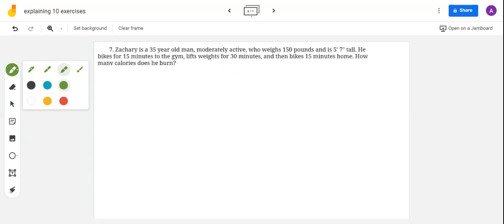All right, number 7. Zachary is a 35-year-old man, moderately active, who weighs 150 pounds, is 5 foot 7 inches tall. He bikes for 15 minutes to the gym, lifts weights for 30 minutes, and then bikes 15 minutes home. How many calories does he burn? So this is going to be very, very similar to our previous question, which was number 3 with Caroline. So if memory serves, let me look at my notes real quick.